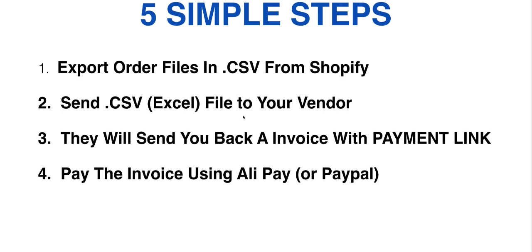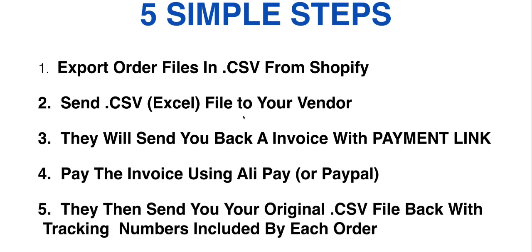Very, very simple. Step 5 is they then send you your original CSV file back with tracking numbers included by each order. So go back up to step 1. You see that step 1 where you exported a file with all of the orders on it that you wanted to pay for and you wanted your vendor to ship out? They're going to take that exact file and they're going to send it back to you. But when they send it back to you, it's going to have all of the tracking numbers on it that are for the orders that they sent out.